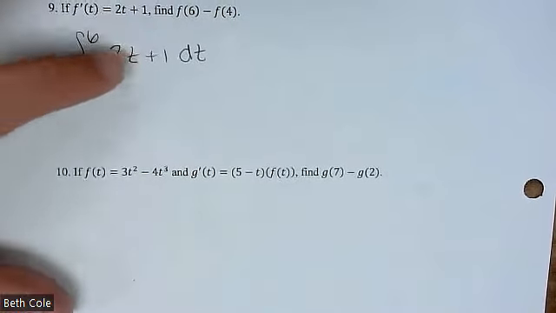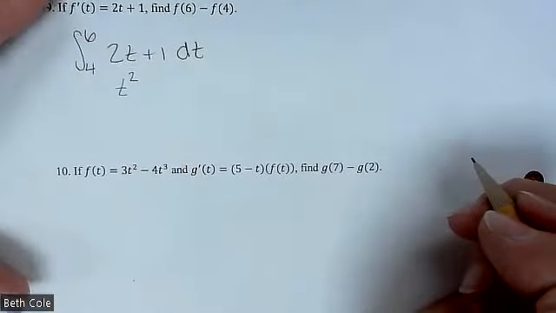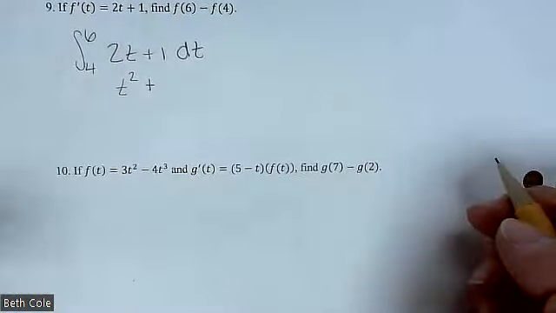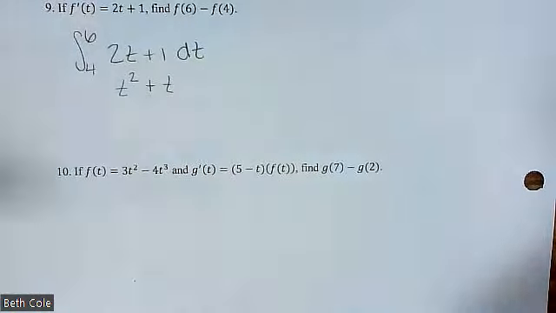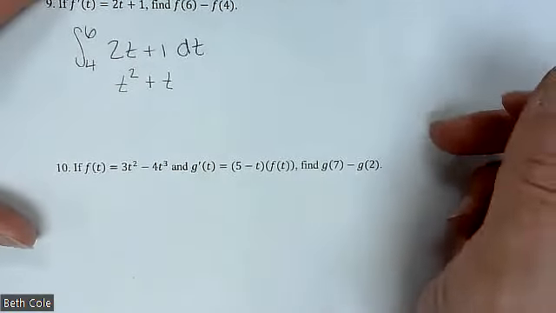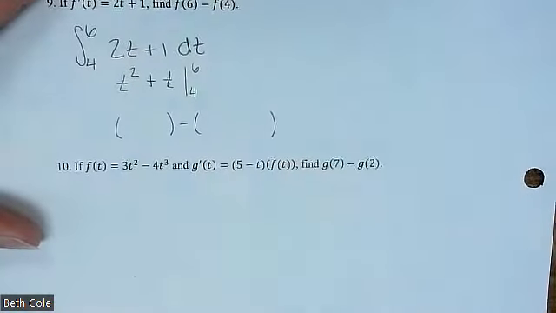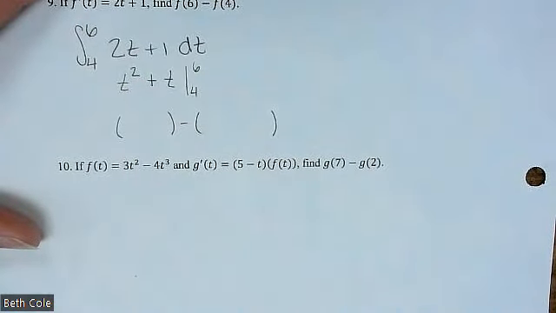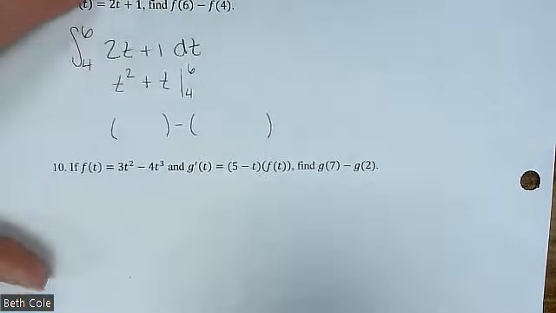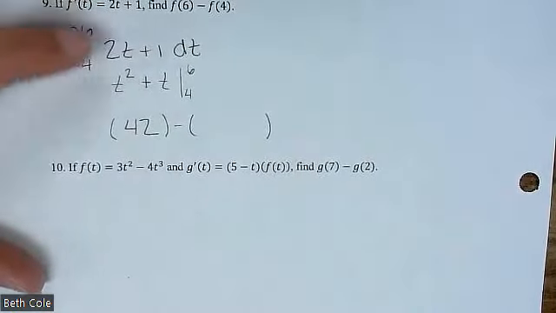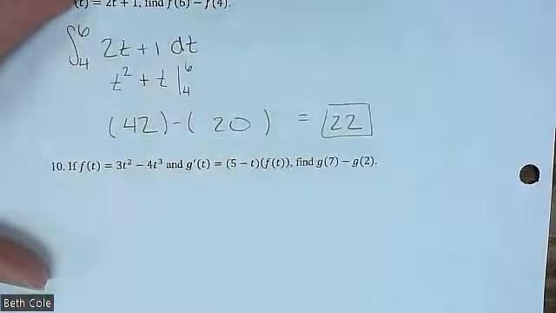So antiderivative of 2t. Yeah, t squared plus antiderivative of just 1. It's t. Yeah, I know, I'm sorry. If you said x, you're right. All right, such that 4 to 6, and then we're going to work it out. So if you plug in 6 squared, 36 plus 6, good. Perfect. And then if you plug in 4, 16 plus 4 is 20, so 22.